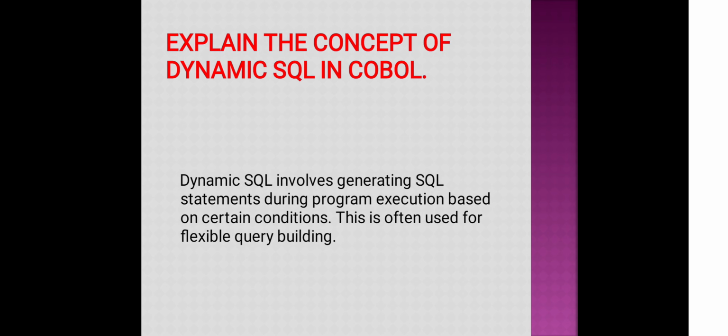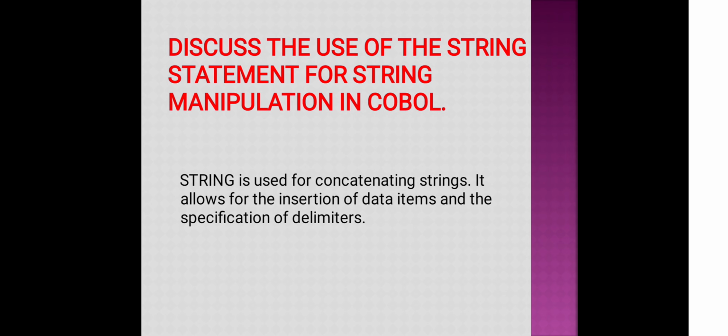Explain the concept of dynamic SQL in COBOL. Dynamic SQL involves generating SQL statements during program execution based on certain conditions. This is often used for flexible query building. Discuss the use of the STRING statement for string manipulation in COBOL. STRING is used for concatenating strings. It allows for insertion of data items and the specification of delimiters.